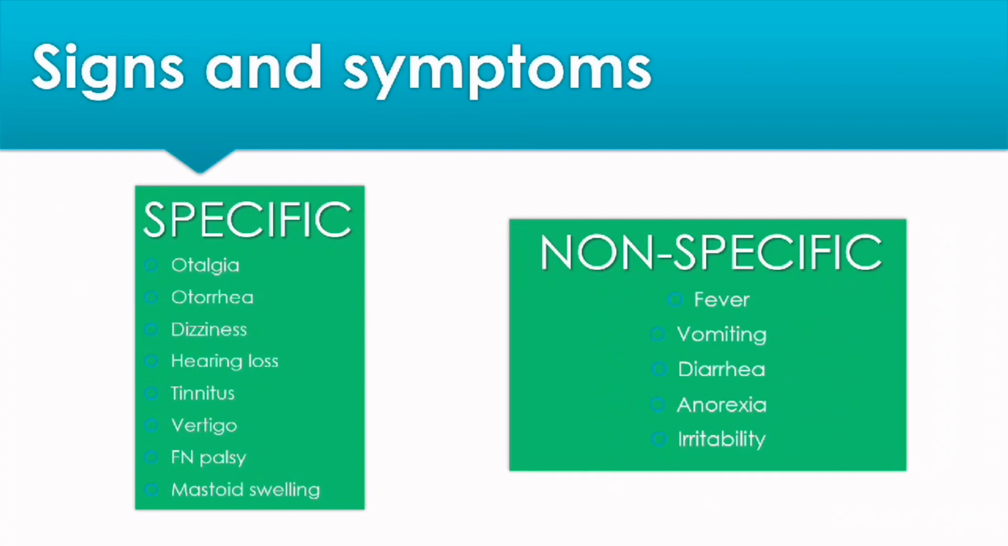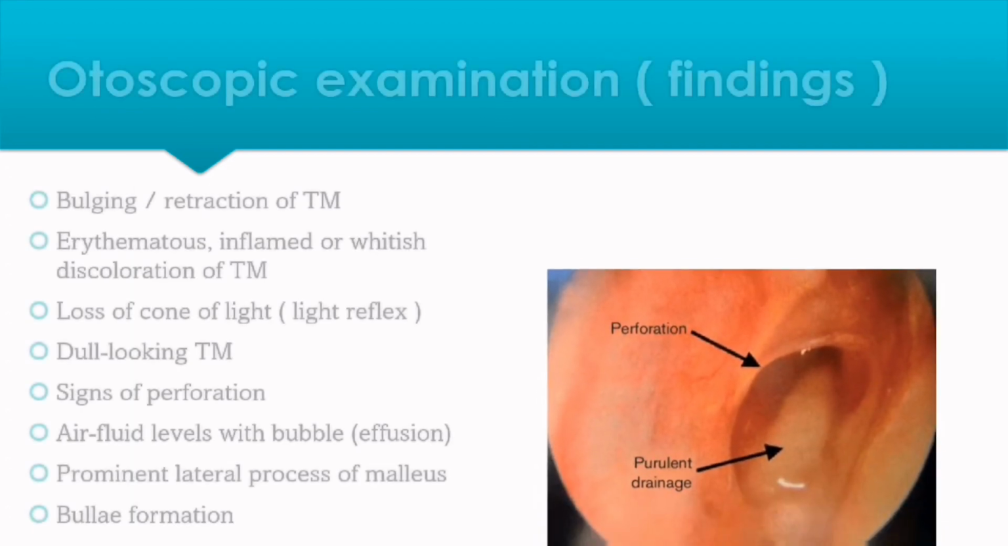Signs and symptoms can be divided into specific and non-specific. Under specific, there's otalgia, otorrhea, dizziness, hearing loss, tinnitus, vertigo, facial nerve palsy, and mastoid swelling. Under non-specific, there's fever, vomiting, diarrhea, anorexia, and irritability.